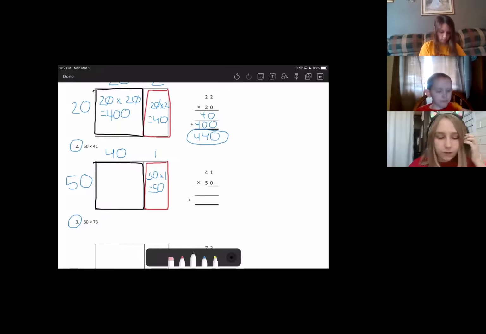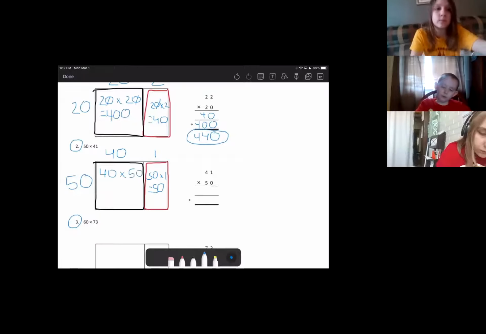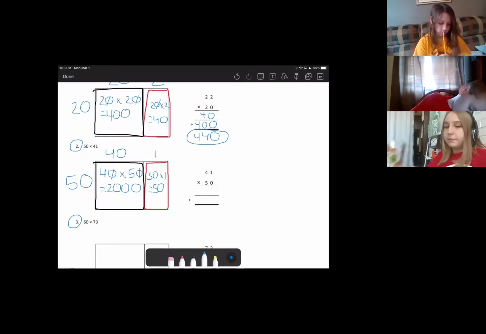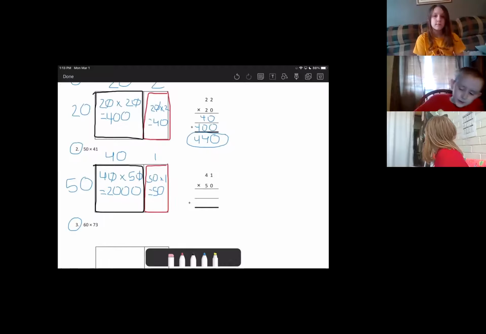All right, so Sarah, how am I going to find the area of my black rectangle? You have to do 40 times 50. Right. So you cross off the zeros, put them in your answer, and then it's just 4 times 5 equals 20. Right, so your answer is 2,000. So 40 times 50 is 2,000. I'm going to put my comma.